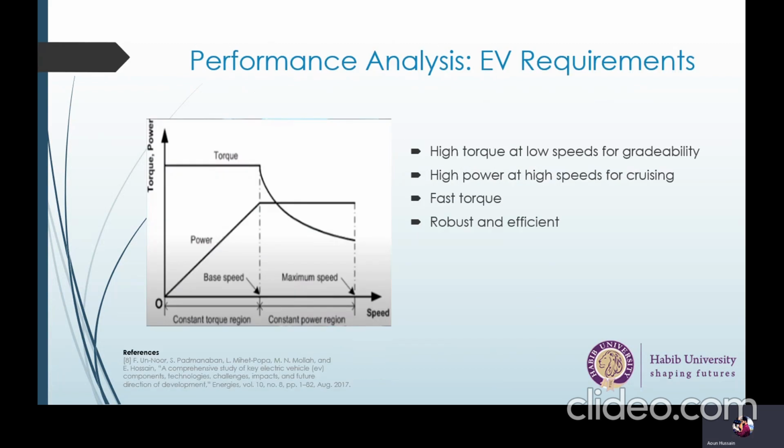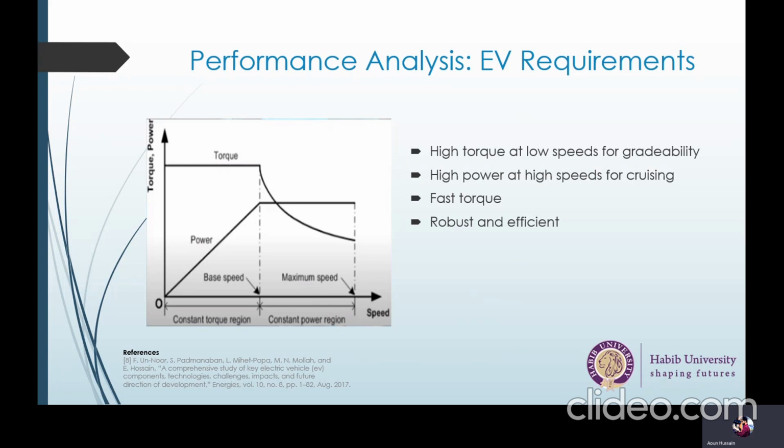To understand the performance of each of the motors in different electric drive scenarios, we have to understand a typical electric vehicle and its requirements. A typical electric vehicle requires a longer constant power range. It requires high torque at smaller speeds for acceleration and climbing purposes, and high power at high speeds. It also requires fast torque response and must be robust and efficient. Now we will analyze whether our motors can contribute to a typical electric vehicle's requirements.